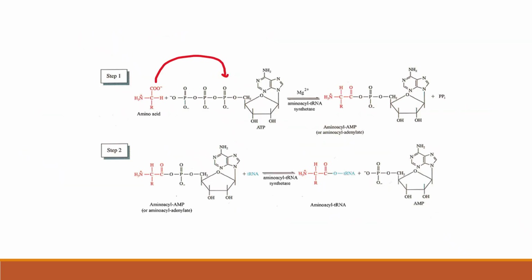So this is the actual reaction of aminoacyl tRNA synthetase, how it charges tRNA in two steps. In the first step, the amino acid reacts with ATP in the presence of Mg2+ and aminoacyl-tRNA synthetase enzyme. It creates aminoacyl AMP and PPI is released. In step 2, aminoacyl AMP reacts with tRNA and gives you aminoacyl-tRNA, also AMP as a byproduct. This is the overall reaction that takes place during charging.